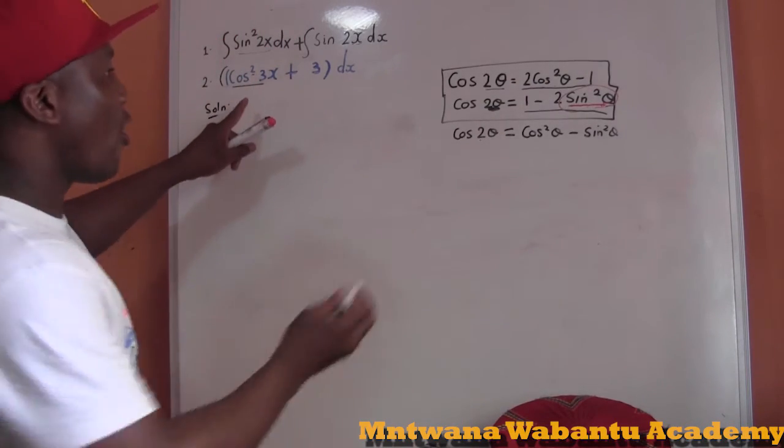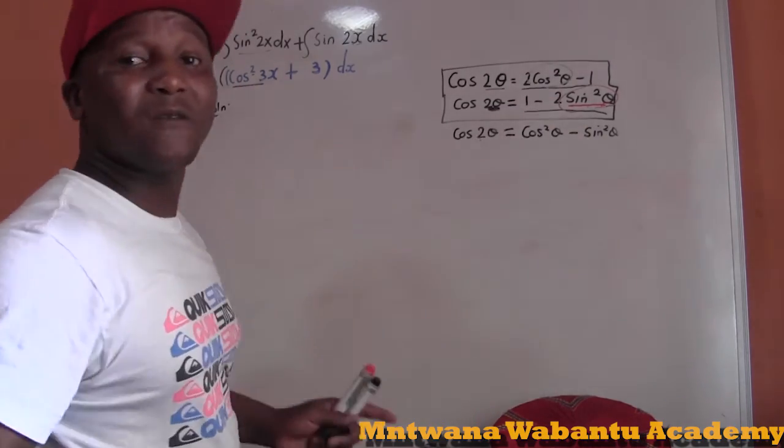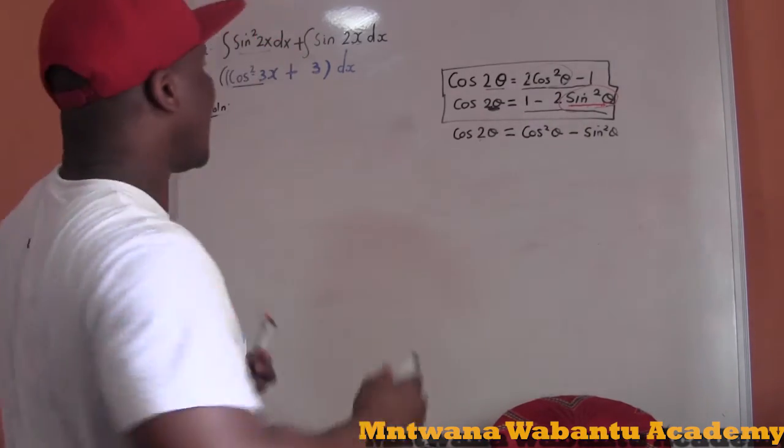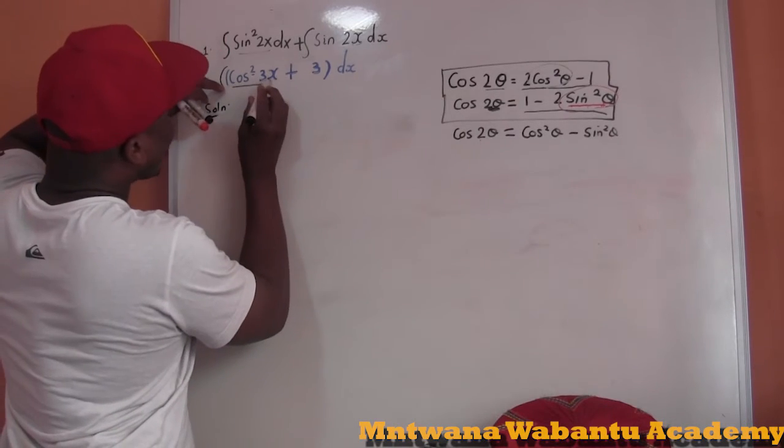So now cos square, we see cos square we can also get from here. So this formula is very, very important. Make sure you memorize it. Now we go, oh, so this looks like that, but cos square 3x.